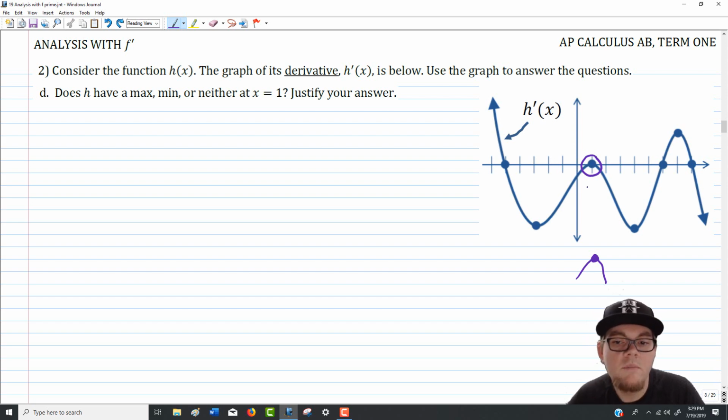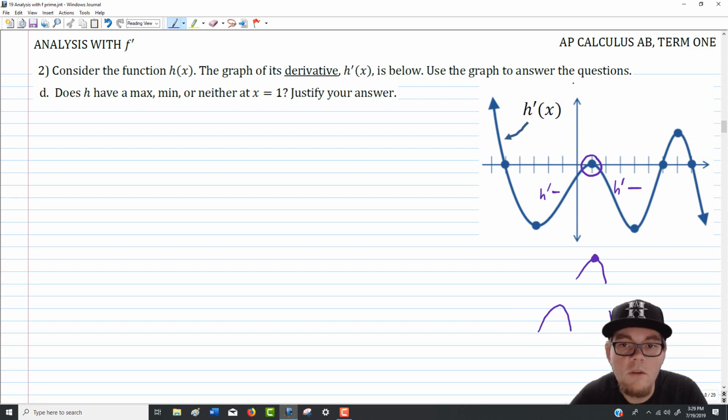But here, what's important is the sign change. Notice on the left side we have h prime negative, and on the right side of the value we have h prime negative again. In order to get a relative maximum or relative minimum, we need the sign to change. Because of course you get a maximum when you're going from positive slope to negative slope, or negative slope to positive slope. At our particular picture, we have negative slope, then we have more negative slope. So we don't get a maximum here, we just get what ends up being a point of inflection.